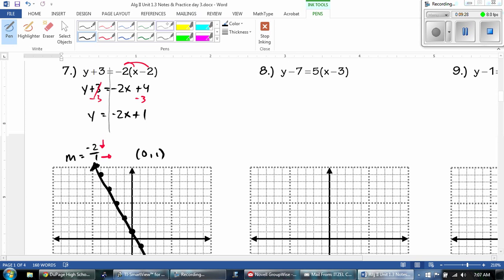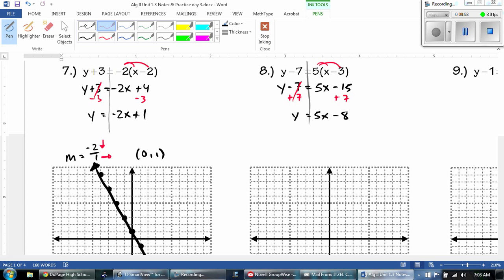All right, number 8. Same old, same old. Distribute that 5 because we want to solve for y. And we get 5x minus 15. We're going to add 7 to both sides. And we get y equals 5x minus 8.